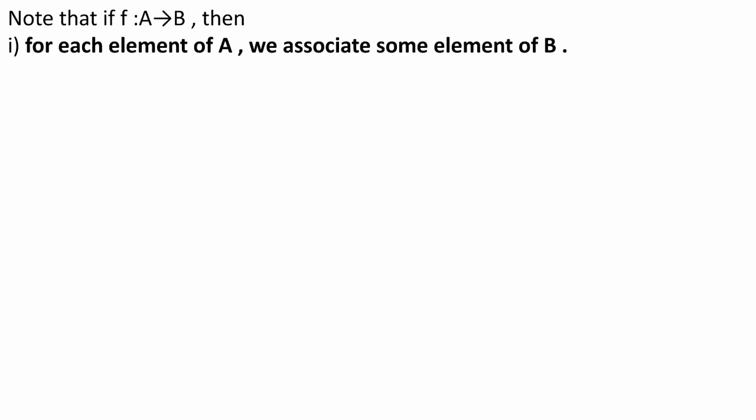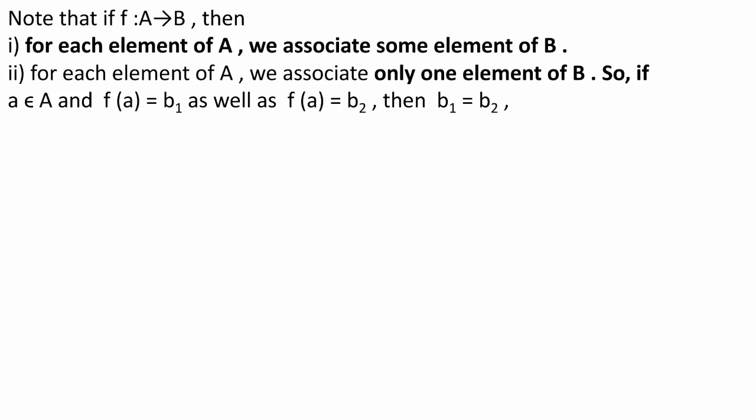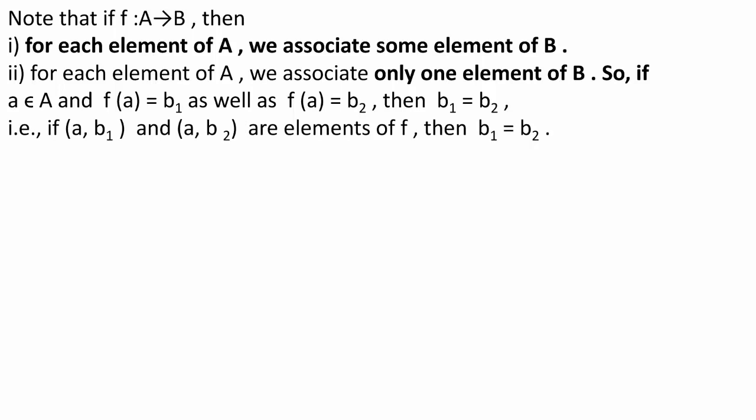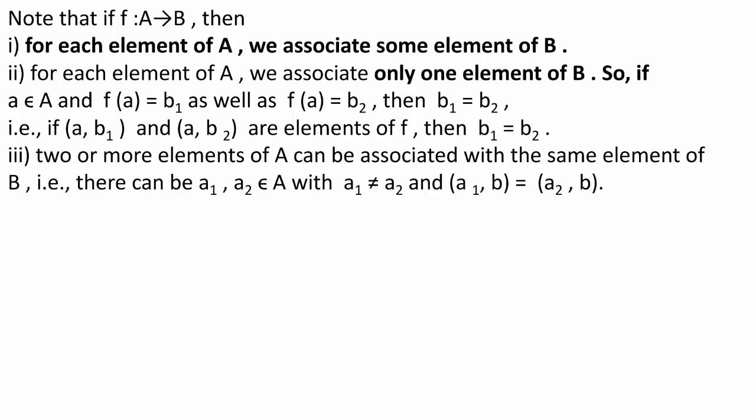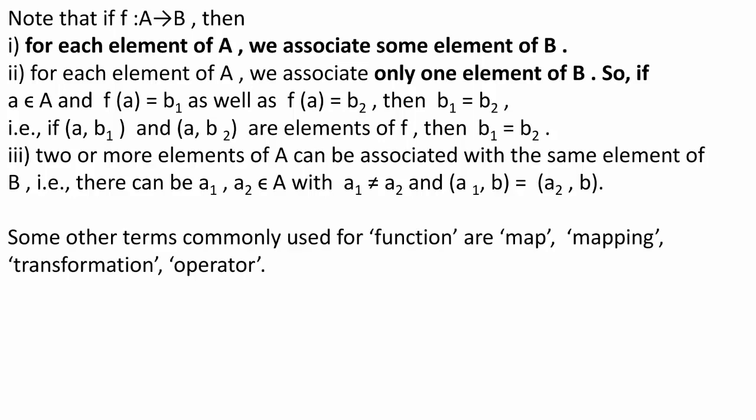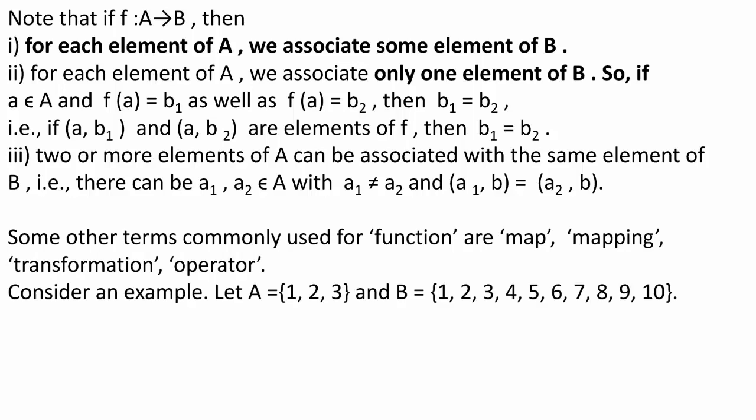Note that if f is a function from A to B, then for each element of A, we associate some element of B, and only one element of B. So, if a belongs to A and f(a) equals b1 as well as f(a) equals b2, then b1 must be equal to b2. That is, if ordered pairs (a, b1) and (a, b2) are elements of the function f, then b1 must be equal to b2. Two or more elements of A can be associated with the same element of B. That is, there can be a1, a2 in A with a1 not equal to a2, and (a1, b) equal to (a2, b). A function may be called a map, mapping, transformation, or operator.